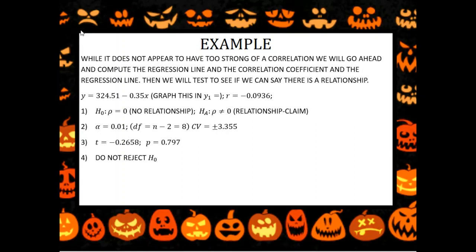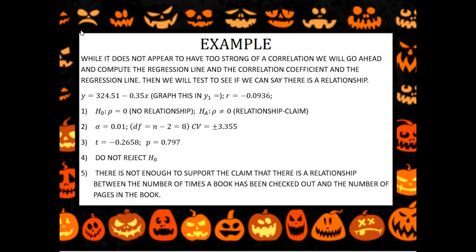So now we have to state a conclusion that actually has to do with books and pages. Okay. So there is not enough evidence to support the claim that the number of times that a book is checked out is related to the number of pages in it. Something along those lines. There is not enough evidence to support the claim that there is a relationship between the number of times the book has been checked out and the number of pages.